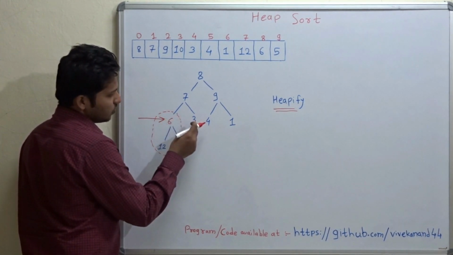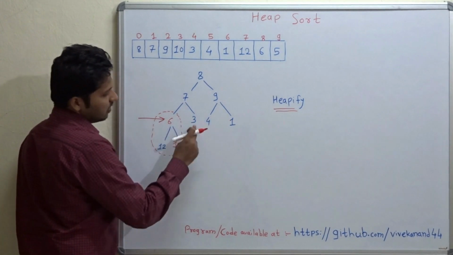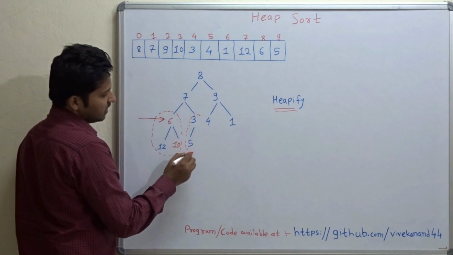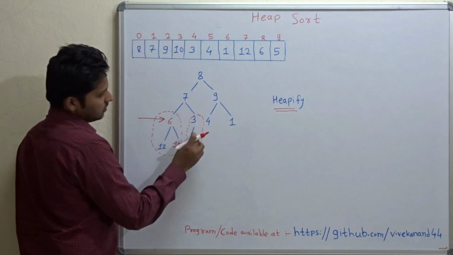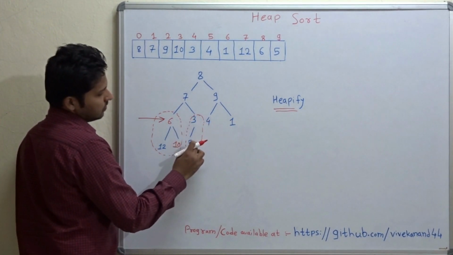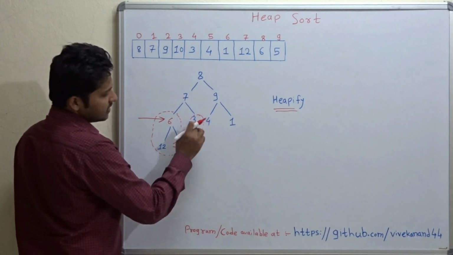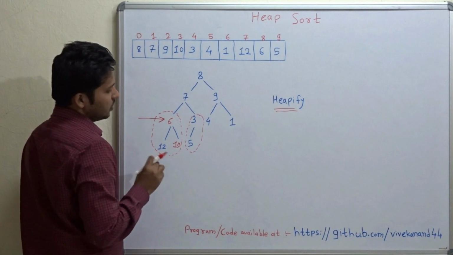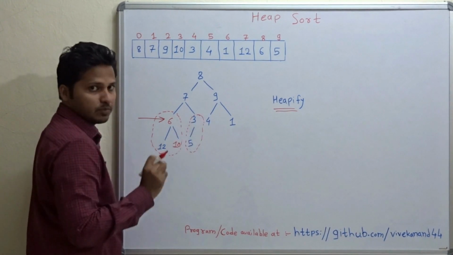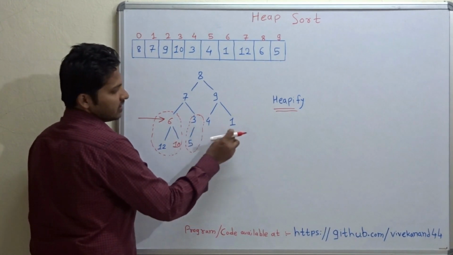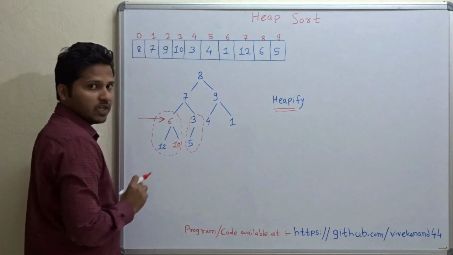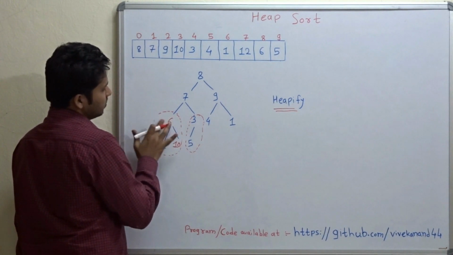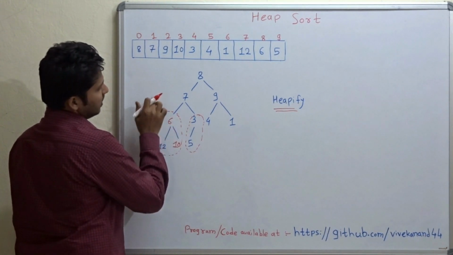Then go to the next node on this level. That is 3. 3 has one child. Make it a circle. Out of these two nodes, what is minimum? 3 is minimum. So there is no need to swap because 3 is at its correct position. 4 and 1, they don't have any child. So let's go to the upper level.